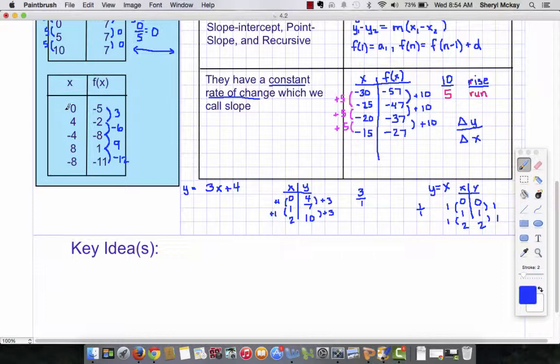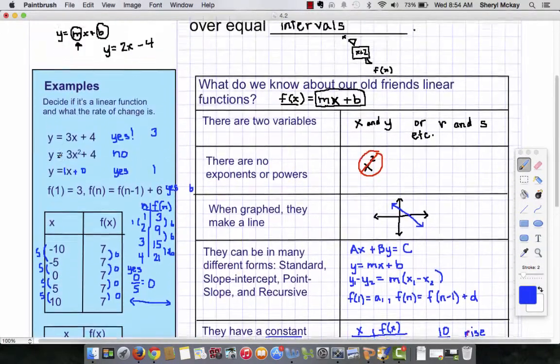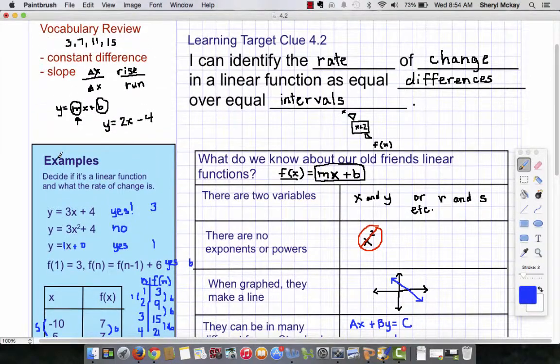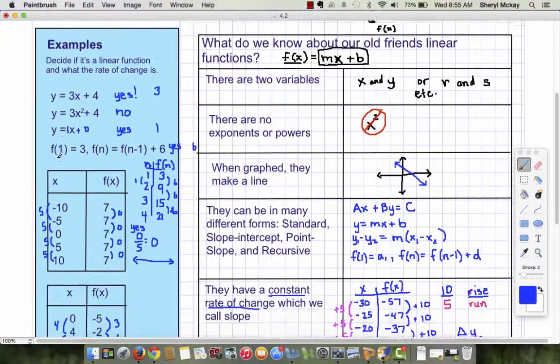And then I went over to the x's and I looked at the intervals. From 0 to 4 is a 4. And from 4 to negative 4 is a negative 8. And from negative 4 to 8 is 12. And from 8 to negative 8 is negative 16. Well, now I'm really confused. What's going on? But then I remembered. What is my constant rate of change? It is the difference over the interval, right?